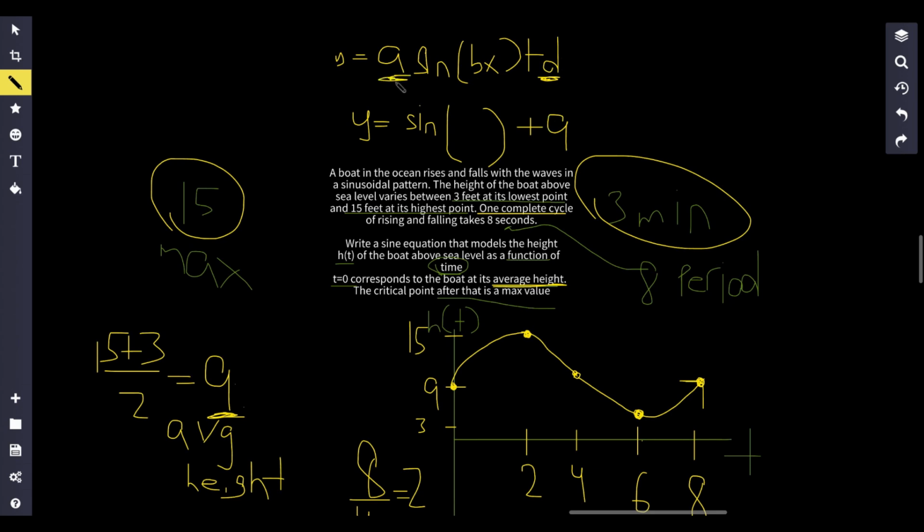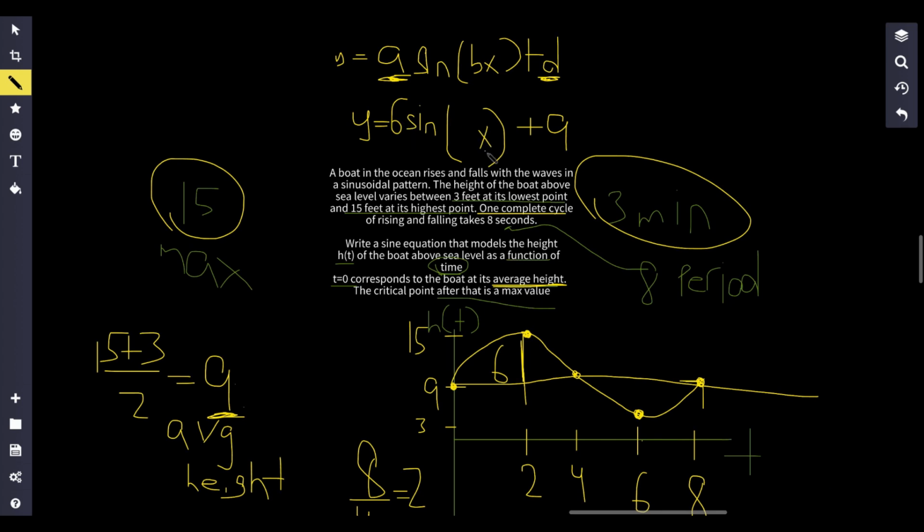Our a term represents the amplitude. So in this case, it's going to be the distance from our midline, which in this case is 9, to the highest point. The distance from 9 to 15, in this case, is 6. So that's going to be what we're going to put in front of our sine.